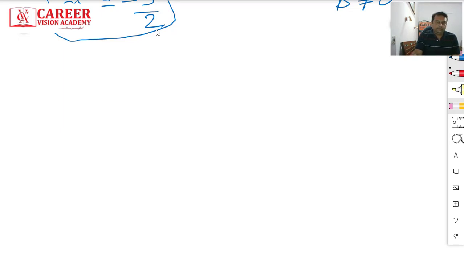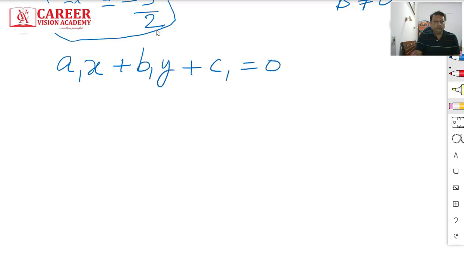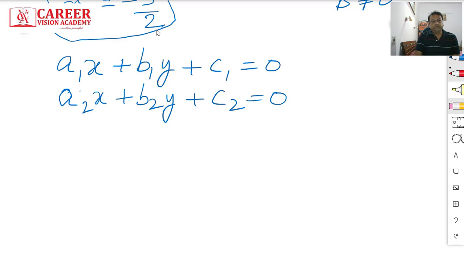So if I take one equation as a1x plus b1y plus c1 is equal to 0, and the other equation in the general form we can have a2x plus b2y plus c2 is equal to 0. Now these are the two equations I have taken. As you know, a linear equation in two variables, if you represent it on the graph, it forms a straight line.